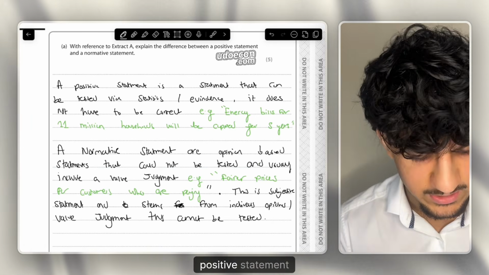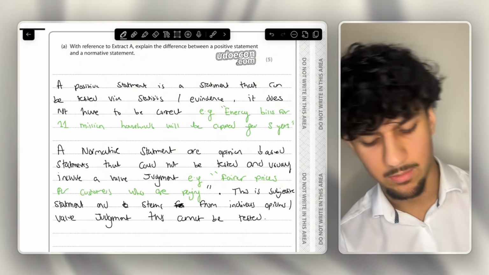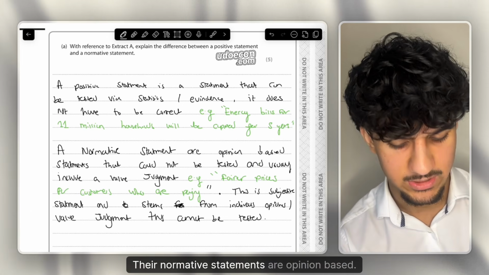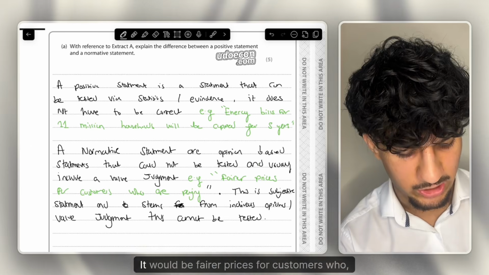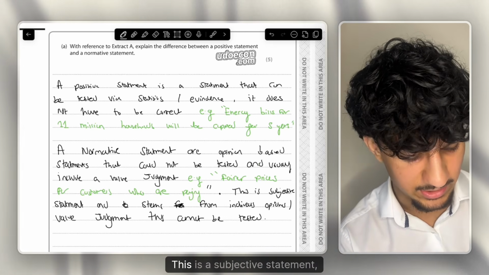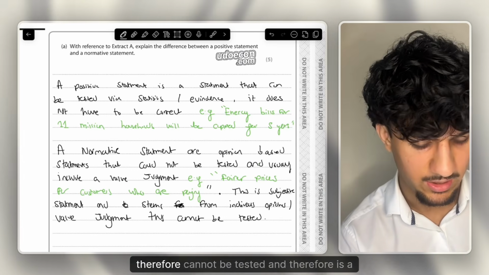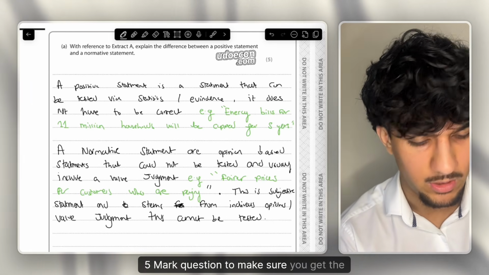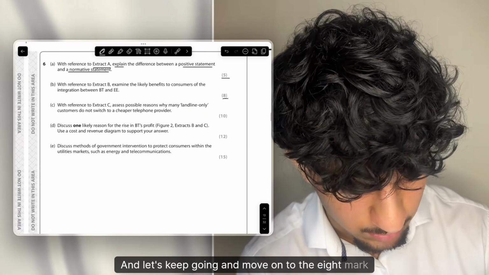So very simply, positive statement can be tested via stats/evidence. It does not have to be correct. Energy bills for 11 million households will be capped for 5 years. Then normative statements are opinion based. They cannot be tested and usually include a value judgment. E.g., fairer prices for customers who are paying. So of course fairer is a subjective statement. It stems from the individual's opinions. Actually, that's basically what value judgment is. Therefore, it cannot be tested, and therefore is a normative statement. So it's a very simple 5-mark question, just make sure you get the application in to pick up those marks. And let's keep going and move on to the 8-mark question.